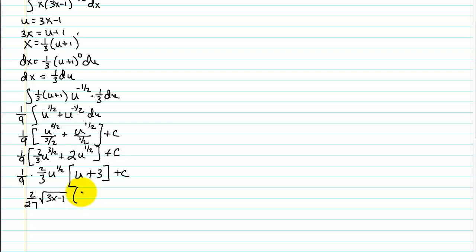And then here u is 3x minus 1, and then we have plus 3. And we're almost done. We can combine like terms here, and our final answer is shown here, 3x plus 2.